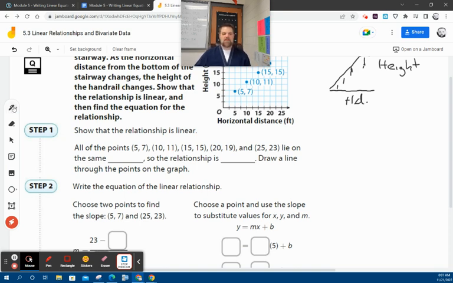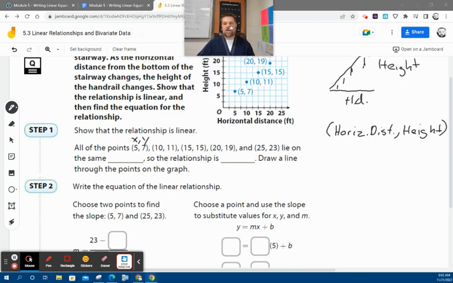So let's talk about that for just a second. Write this down somewhere in your book. This is the horizontal distance. Our x value represents the horizontal distance. I'm just going to abbreviate here. And then the y value represents the height from the ground. So this is my x, and these are y values. And then we have them plotted right here on the graph.